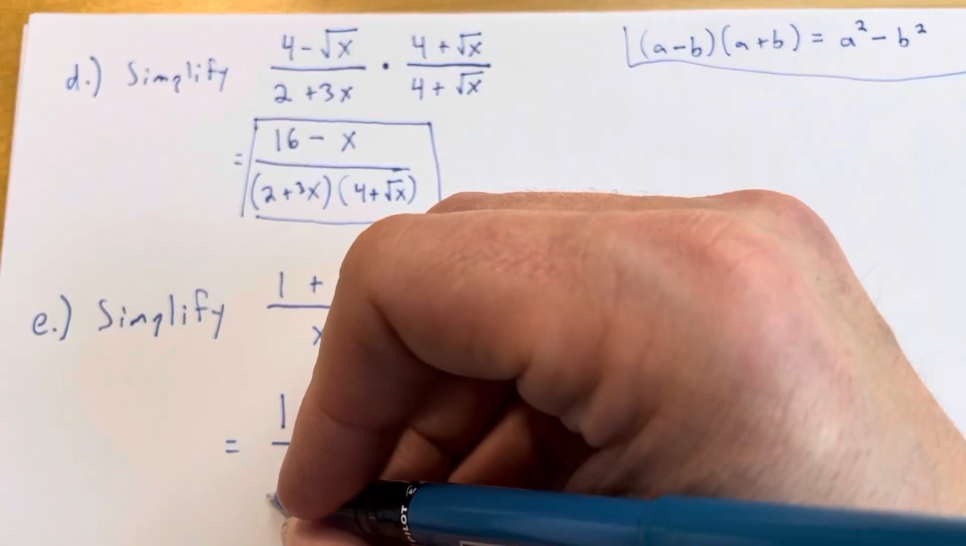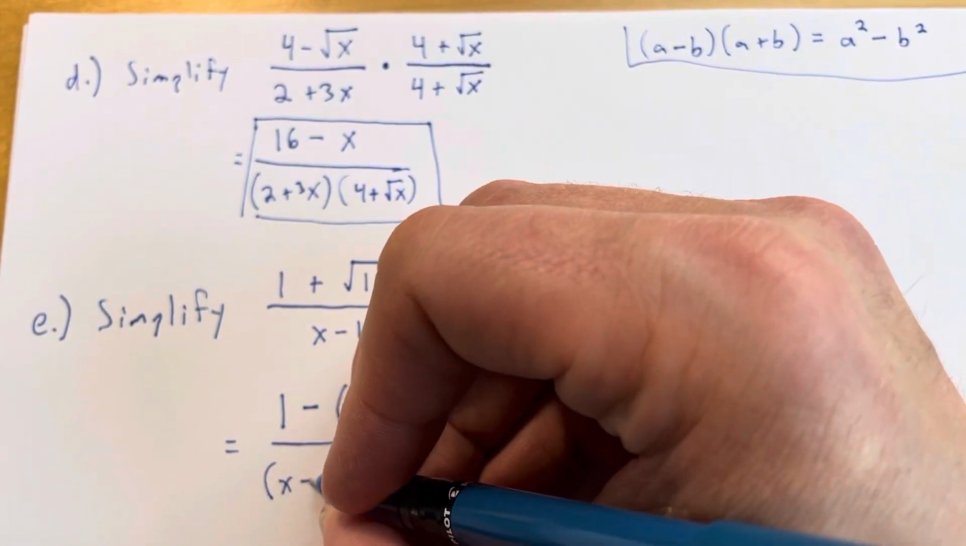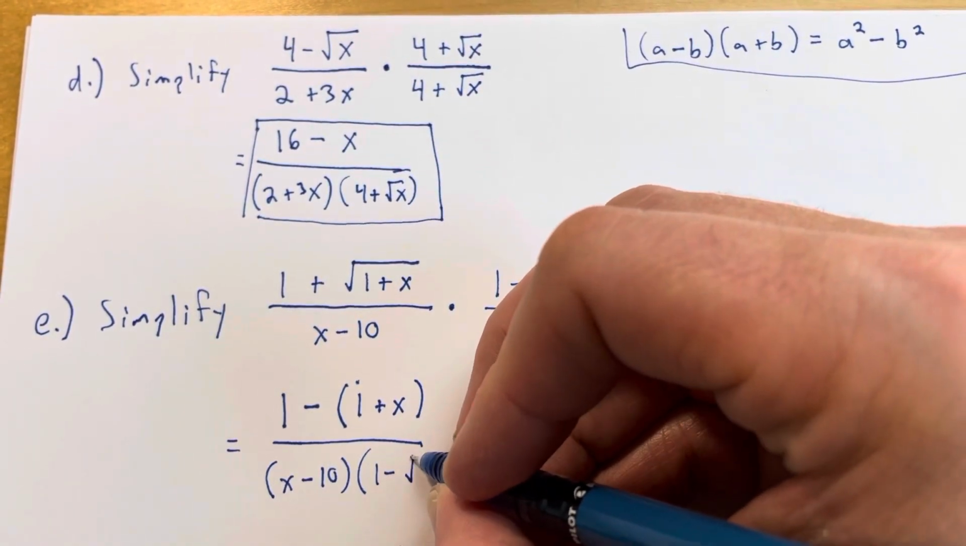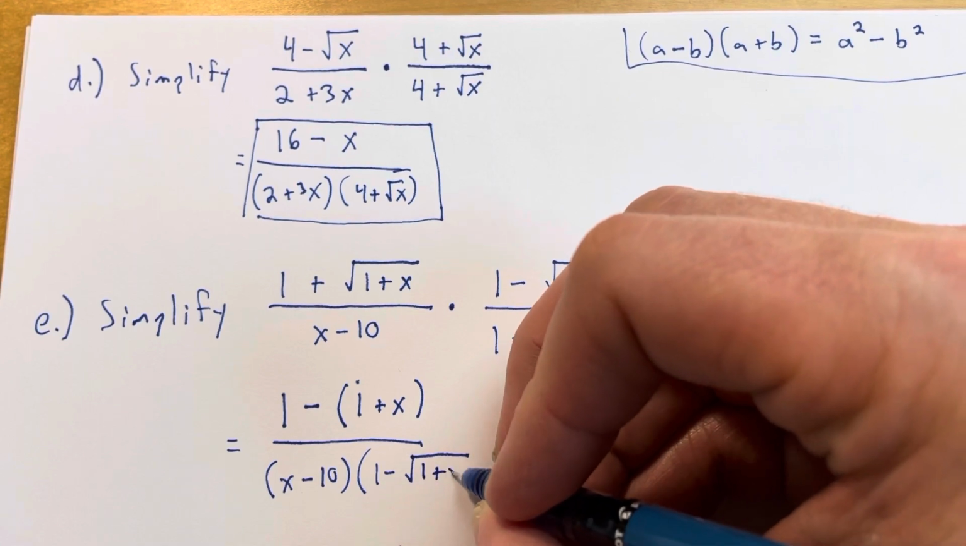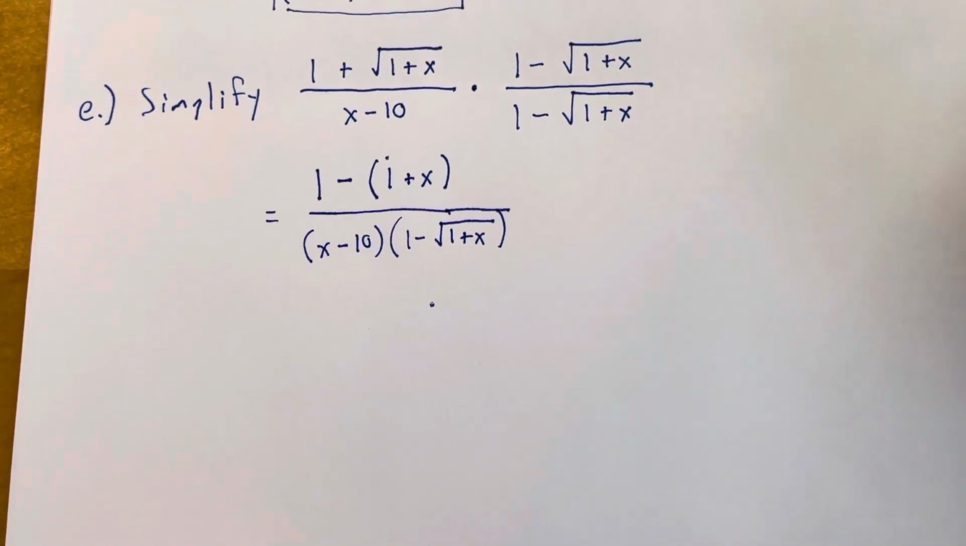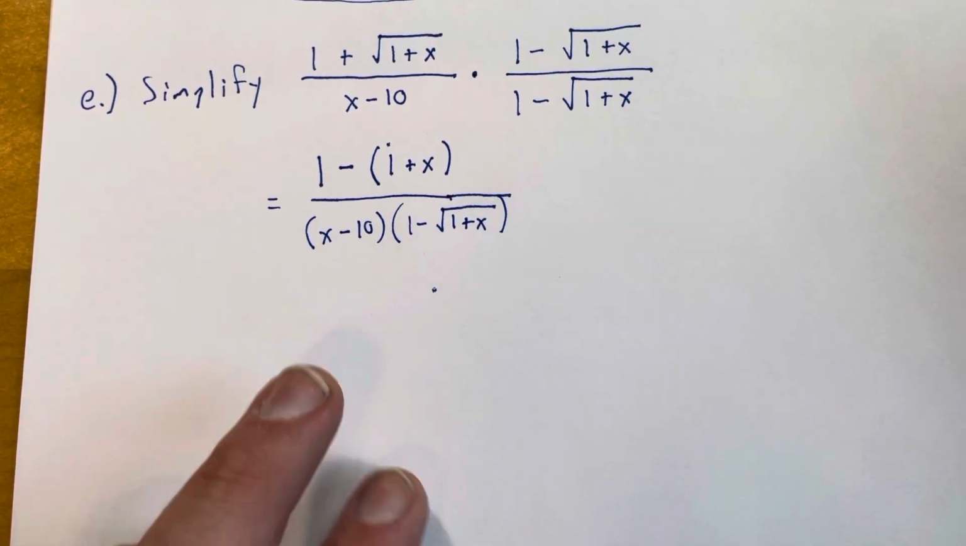Down here, I'm going to have x minus 10 times 1 minus the square root of 1 plus x. And as we've been doing, we're going to leave the denominator factored because it's not going to be important for us to multiply that out.